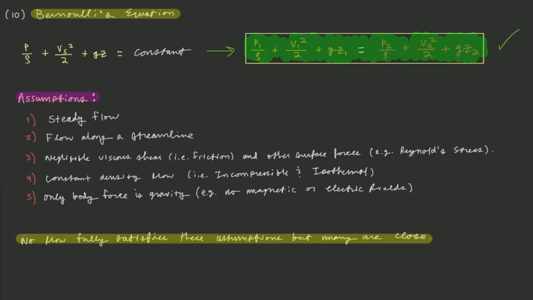For example, some of the most fundamental assumptions here, we've seen them throughout the derivation. Assumption 1, we have steady flow. The flow variables, the field variables are non-time dependent. 2, we have flow along a streamline. We have flow along a streamline from point 1 to point 2. 3, we have negligible viscous shear. In other words, we have negligible friction. And we also have negligible other surface forces, for example, Reynolds stress. 4, you have a constant density flow. In other words, incompressible and isothermal. And 5, the only body force is gravity, for example, no magnetic or electric fields.